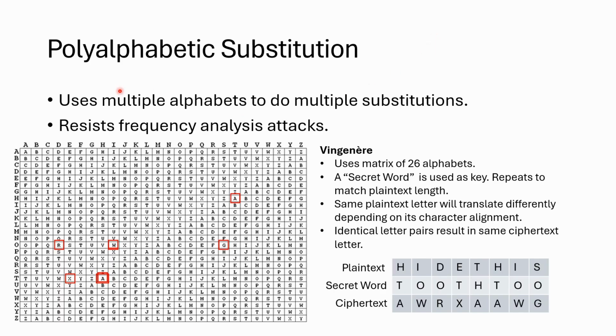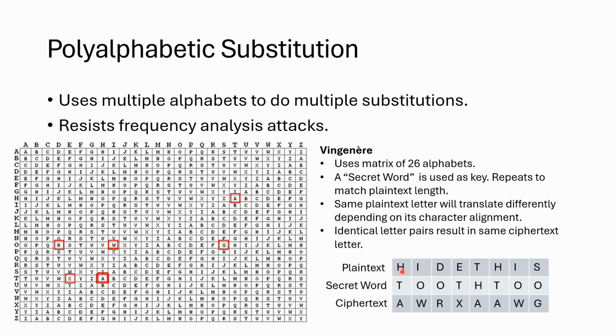So to combat frequency analysis, there's something called a polyalphabetic substitution. It uses multiple alphabets to do multiple substitutions, and it resists frequency analysis. The most common example, and there are a lot of different types of these, is the Vigenère, I think it's pronounced. Correct me if I'm wrong there. It uses a matrix of 26 alphabets and a secret word as the key, and that secret word repeats to the plain text length. I'll go through this example in a second. The same plain text letter will translate differently depending on its character alignment. Identical letter pairs can result in the same ciphertext letter, so that's a downside there.